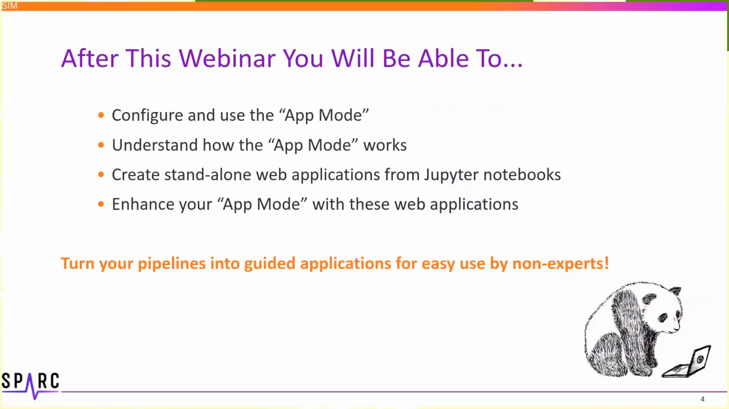What I want to show in this webinar is how to use this App Mode: what it is, how you can configure it, how it works. When you share a pipeline with your collaborators, you know what they're going to see in your pipeline. Also, a nice addition to the App Mode is using the Jupyter notebooks. If you code in Python, I think you're familiar with JupyterLab and Jupyter notebooks, and now you can turn them into standalone web applications. So your App Mode visualization can be really enhanced with that.